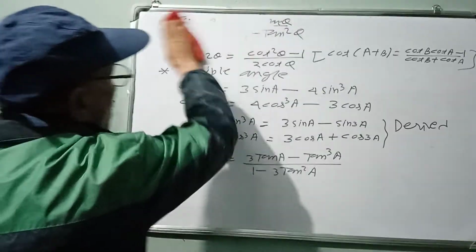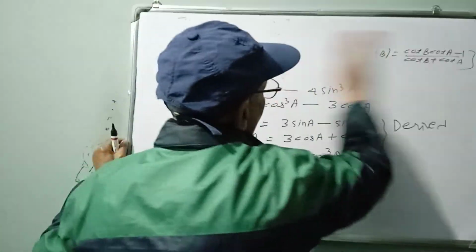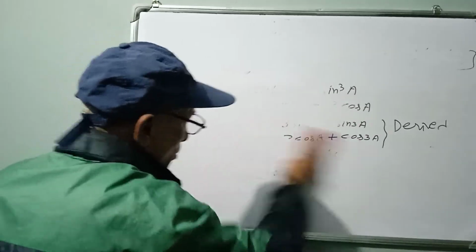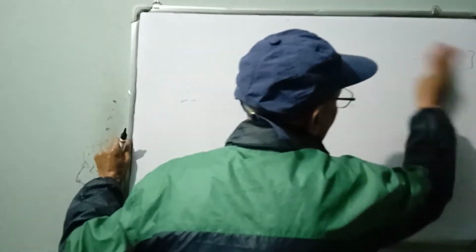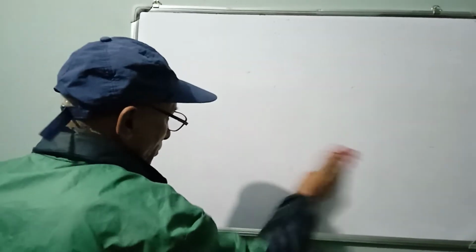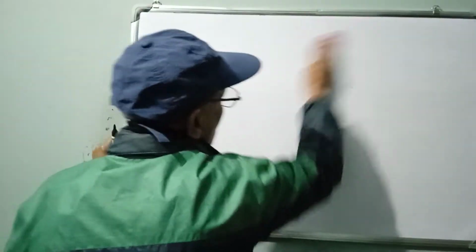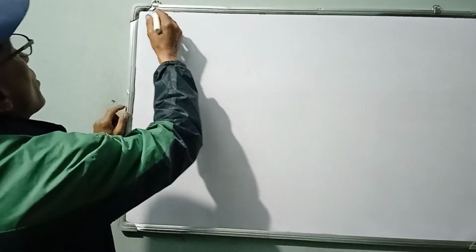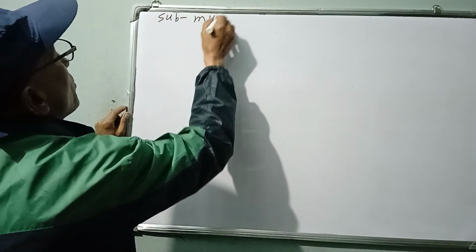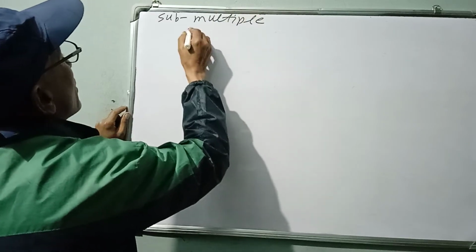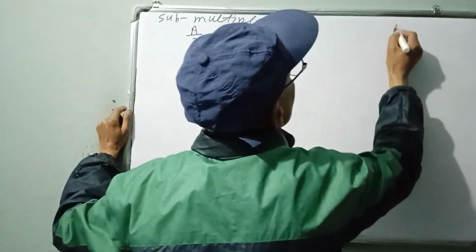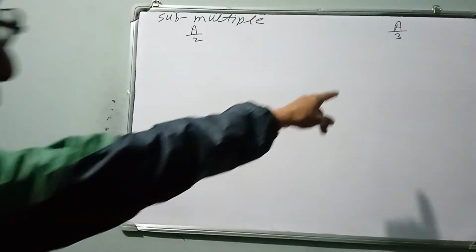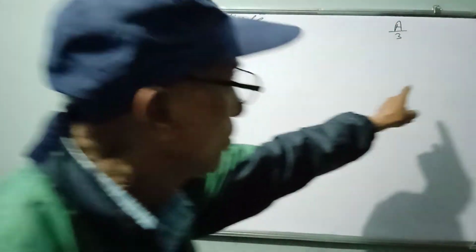Double angle, triple angle, half and sub triple, sub multiple angle at a time. What is the difference between half and sub multiple? Half angle, sub multiple angle. There is A by 2 and A by 3. The condition is if sine A by 2 equal something, or if cos A by 3 is something, how to prove?